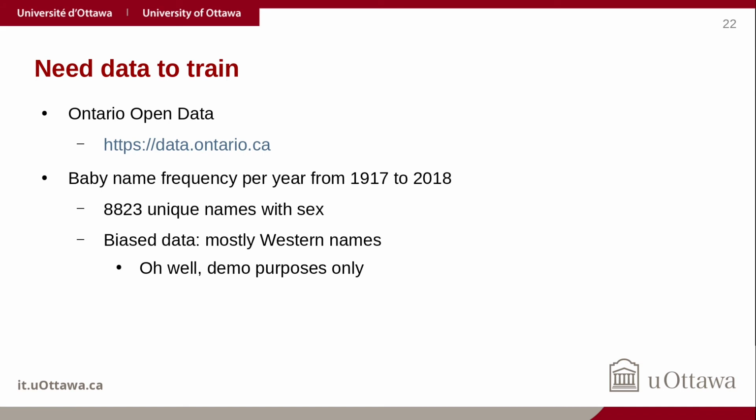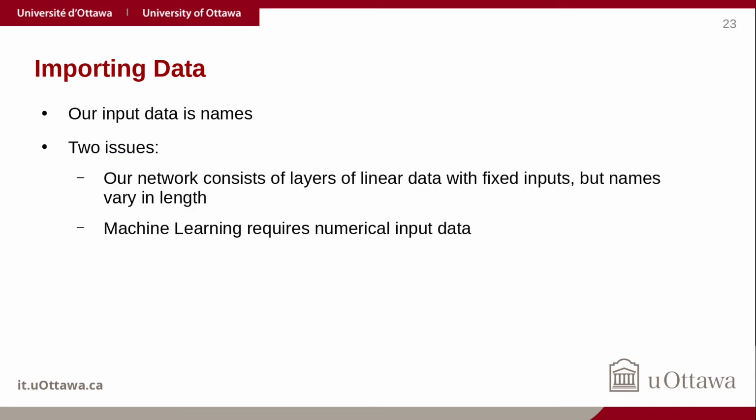But for here, it's just for demo purposes. So we're just going to go with this one. Our input data are names, and there are two issues with that. Our network has a fixed number of inputs. If we have a name with 5 letters and a name with 4 letters, the layer that we want to calculate our stuff with is fixed. So that's a problem.